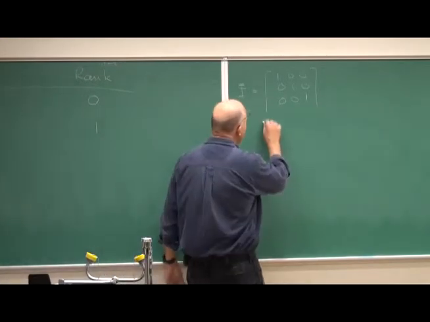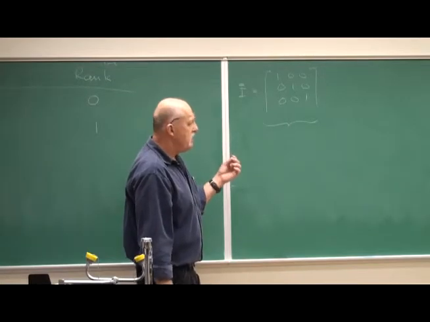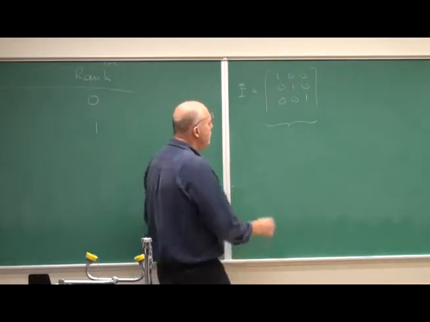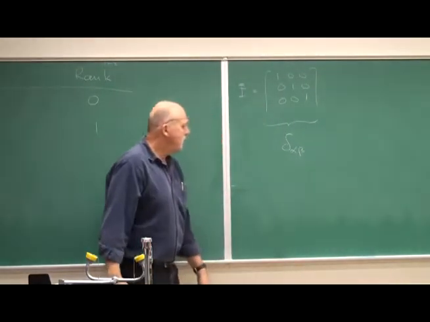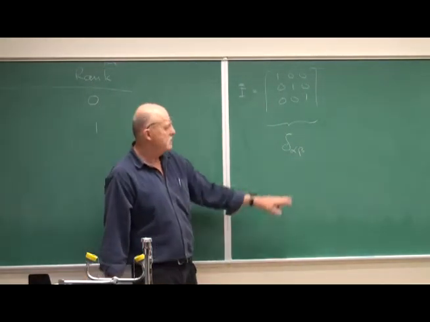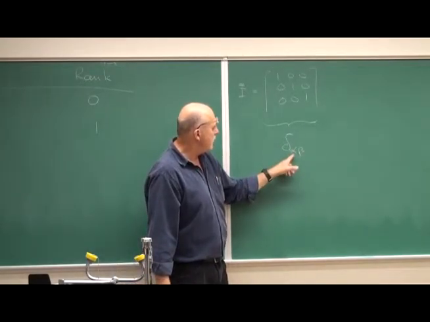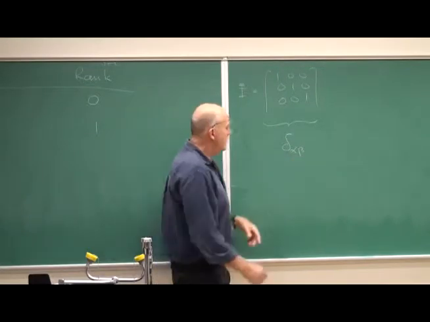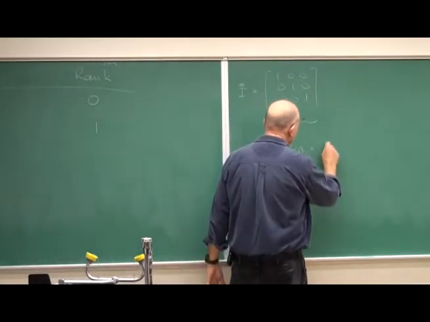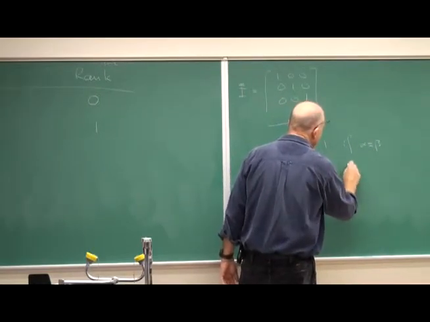And if you want to use an index notation, a subscript notation for that, this is the so-called Kronecker delta, delta alpha beta. So this is a guy which is 0 everywhere unless alpha equals beta. Then it's 1. So this is equal to 1 if alpha equals beta, 0 otherwise.